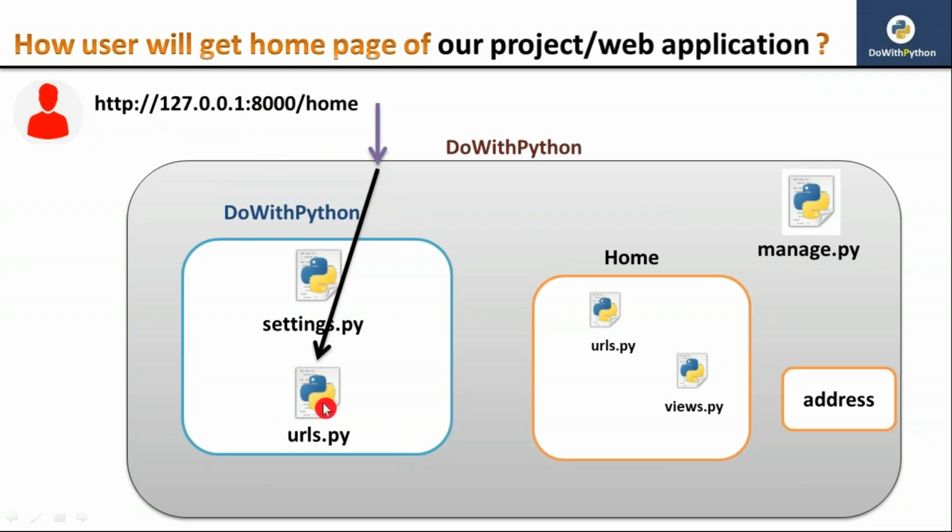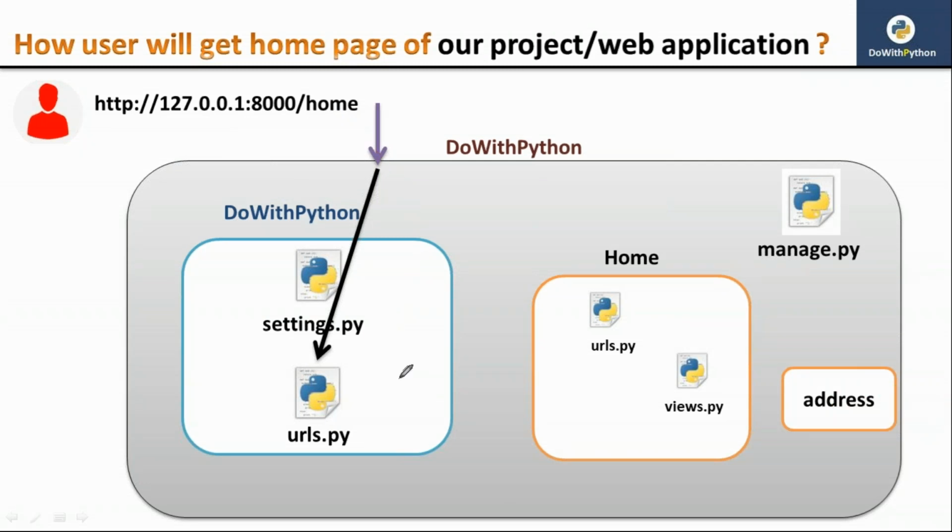So you have to code it here. We will code it here, but here I am going to show the flow. Once the user enters this URL, it will come directly to the urls.py of your default project directory, that is a Python file as of now, right?